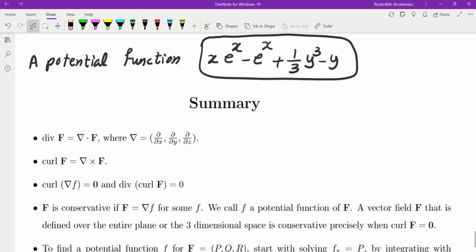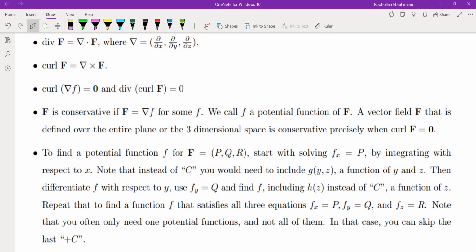To summarize, we talked about what vector fields are, we talked about curl and divergence, and the relations between curl, divergence, and gradient. We talked about conservative vector fields. Any vector field of the form gradient of f is called a conservative vector field. f, lowercase f, is called a potential function of capital F. And in order to check if a vector field is conservative, we need to make sure that it is defined over the entire plane, and also that curl is 0.